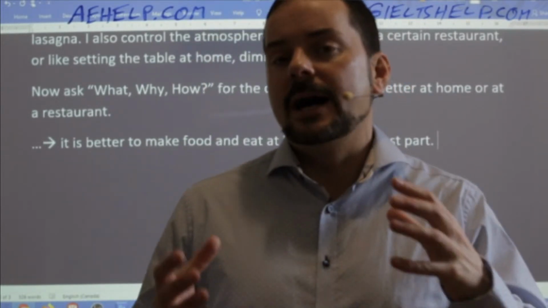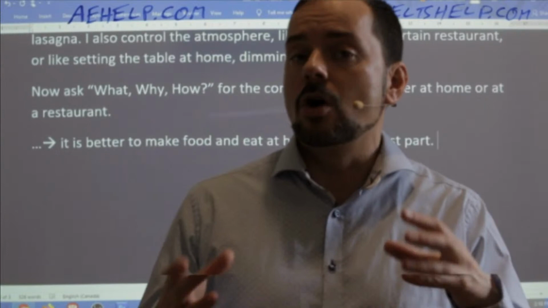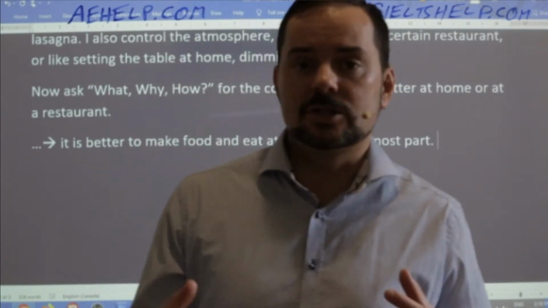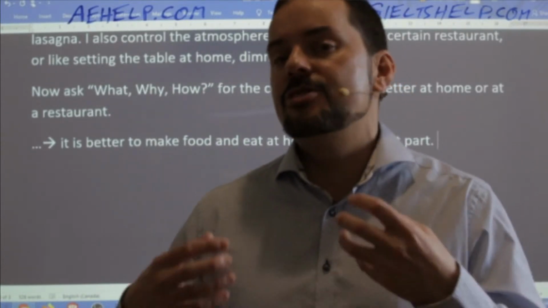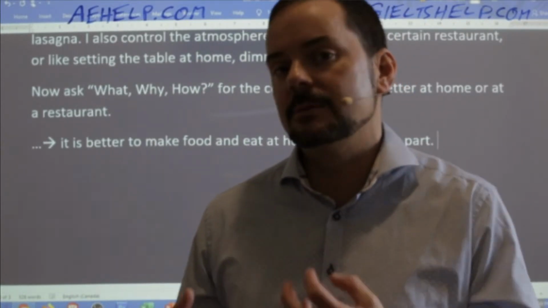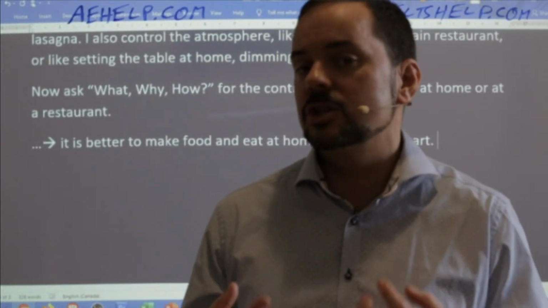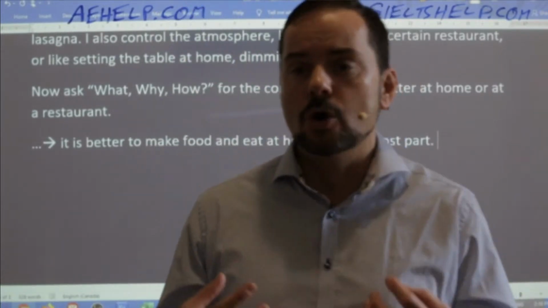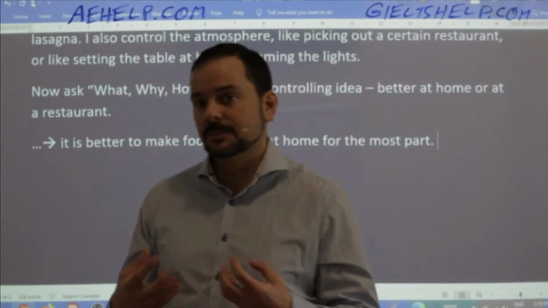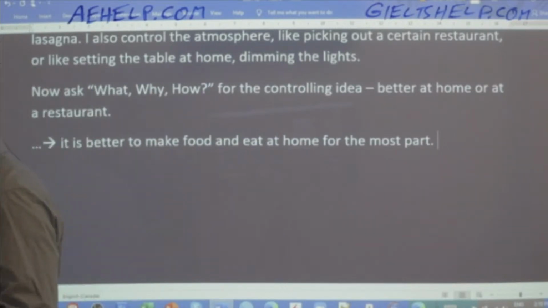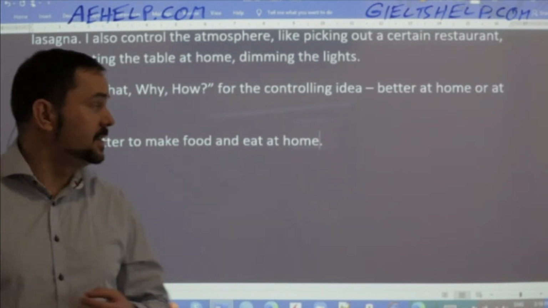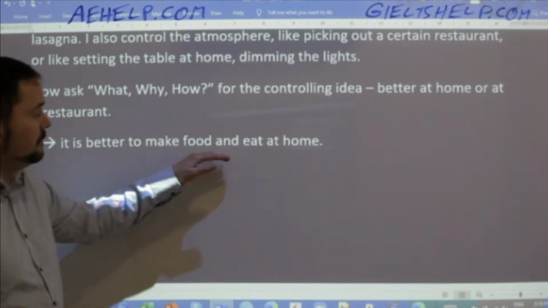But I need to create a strong argument here. And this essay question is asking, which side do I support? So I can't thin my argument. I can't weaken my argument by including those ideas, especially not in a 250 to 300 word essay. It's not going to make the most effective argument. So here, I get rid of all of this, okay? And I simply stick with, it is better to make food and eat at home.